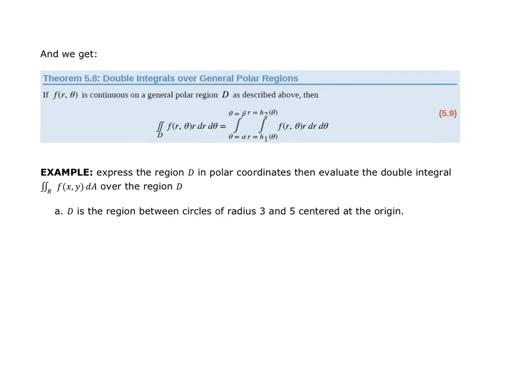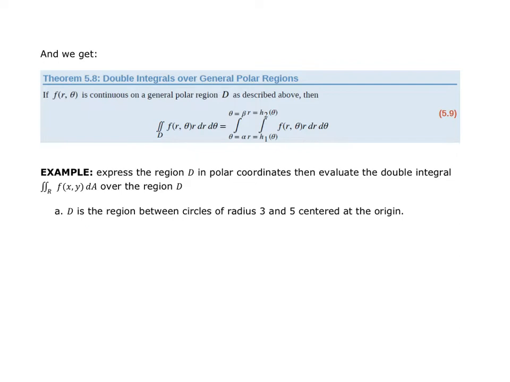Which then brings us to: if our function, which is in terms of r and theta, is a continuous function on a general polar region D, then our double integration over our region D becomes theta from alpha to beta and r from h1, a function h1 in terms of theta, to r equal to h2 in terms of theta. F of r theta, don't forget the r, dr d theta.